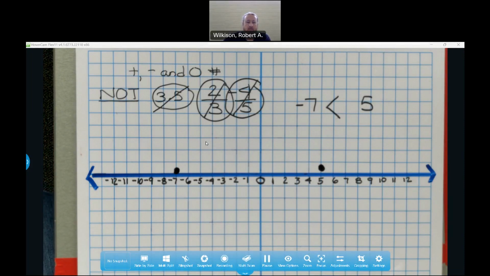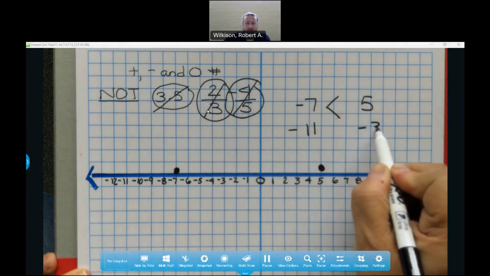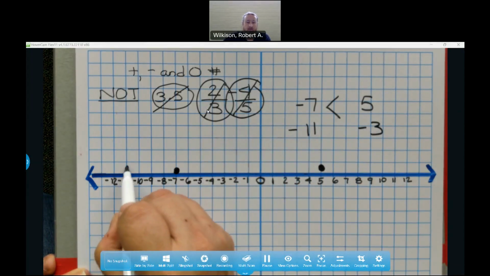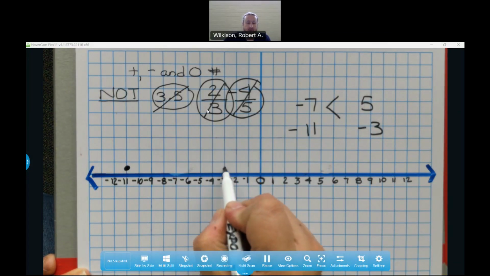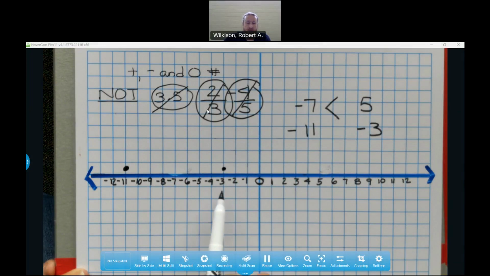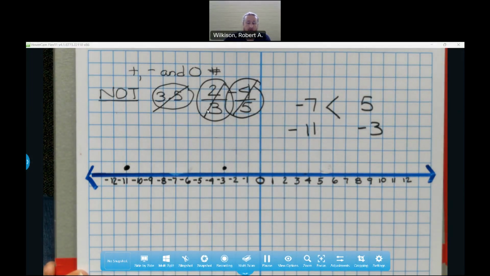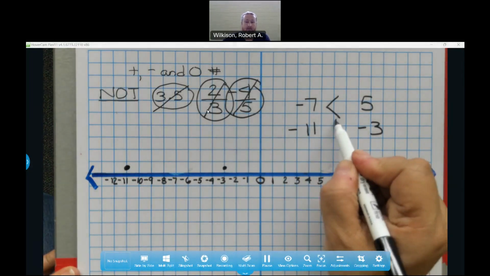We can also compare -11 and -3. While we note both are to the left of 0 and thus are less than 0, they have a negative value, -11 is far to the left of -3 and therefore is less than -3.